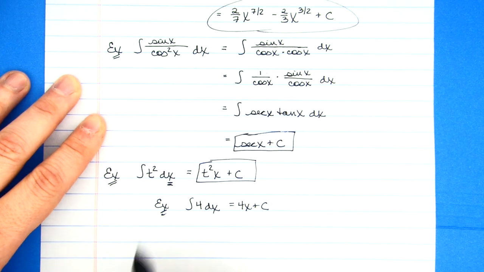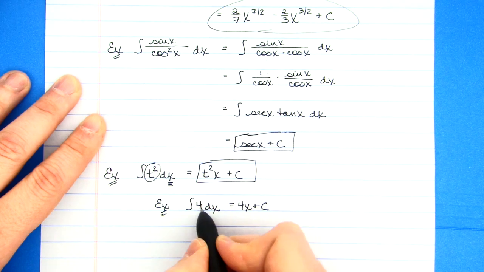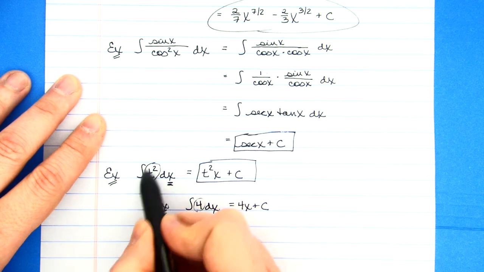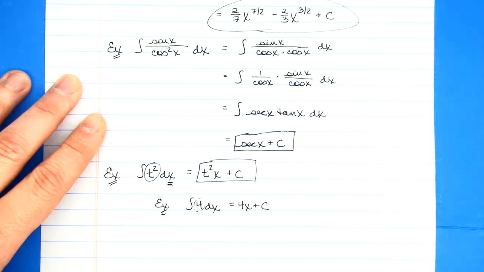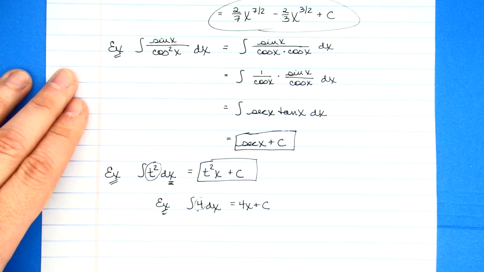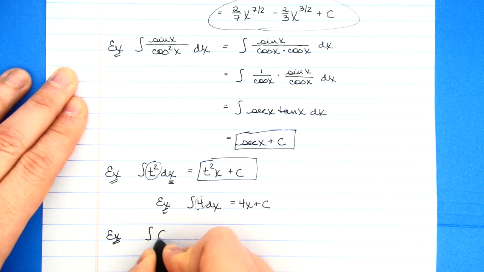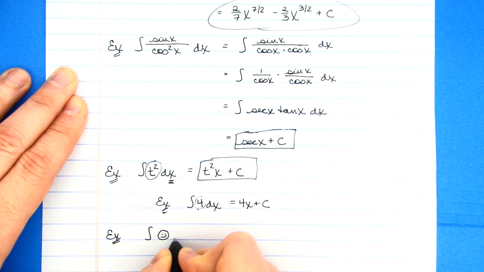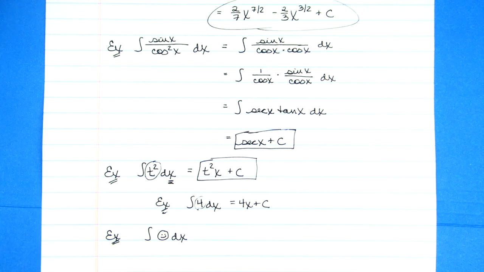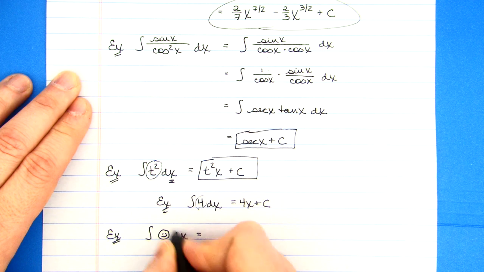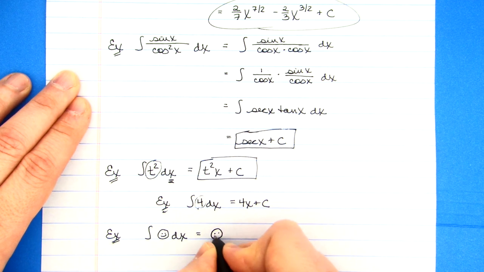Why am I allowed to do that? Because this thing is a constant, just like 4 was a constant. What was the integral of 4 dx? 4x plus c. What's the integral of t squared dx? t squared x plus c. What if I ask you to do this? What's the integral of that? Anything but x is a constant. So that thing, just treat it like a constant. We'll say smiley face x plus c.